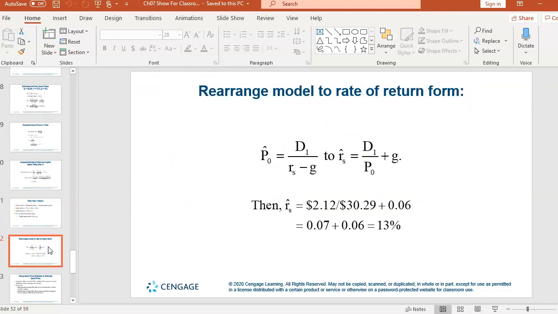I can take the same formula and rearrange it to calculate R sub S. If I know my D1, P0, and the growth rate, I can rearrange the formula to get R sub S equals 13%.